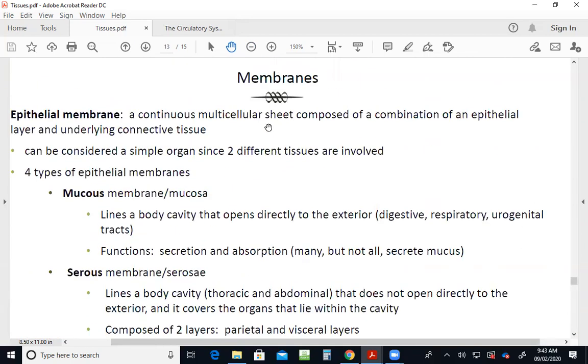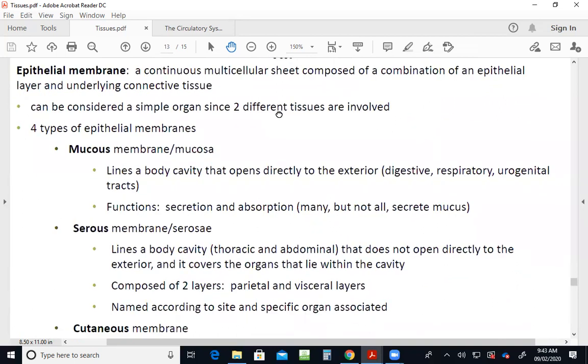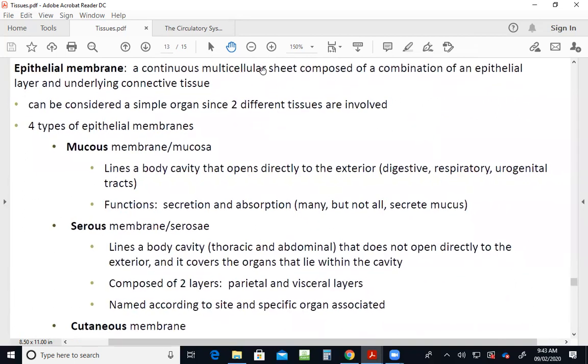All right, let's define what an epithelial membrane is. A continuous multicellular sheet composed of a combination, and I would highlight this, epithelial layer and an underlying connective tissue layer. Okay. So an epithelial membrane is made up of 2 types of tissues. Epithelial obviously is one, since the name is epithelial. Connective is the other. Since there's 2 tissues involved, technically an epithelial membrane is considered an organ.